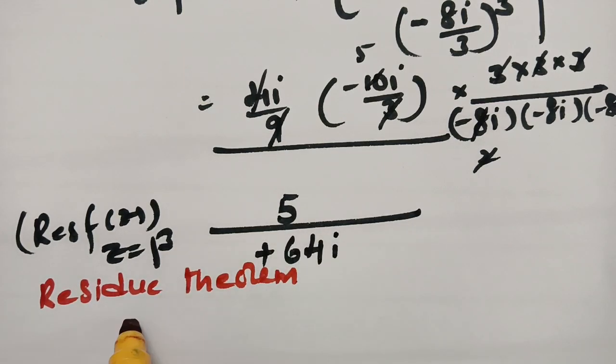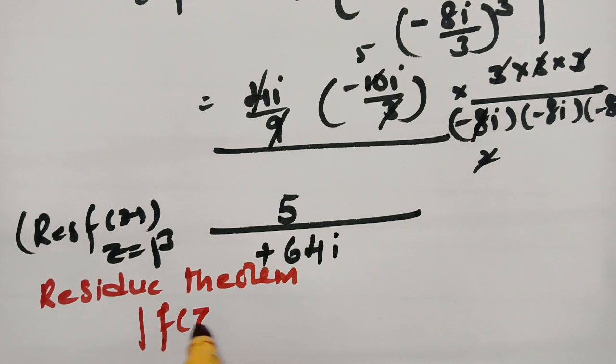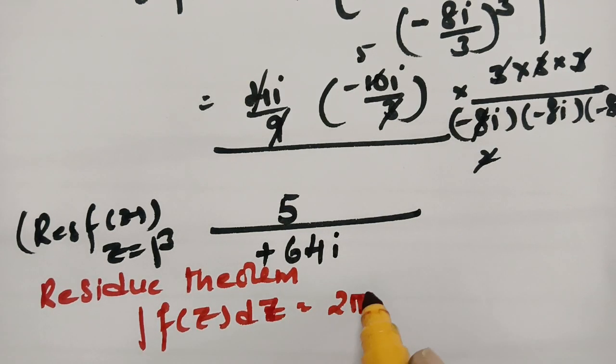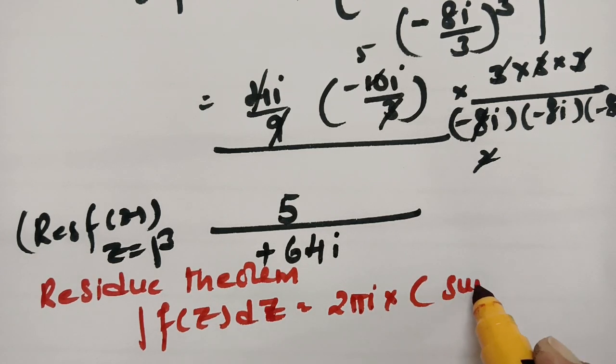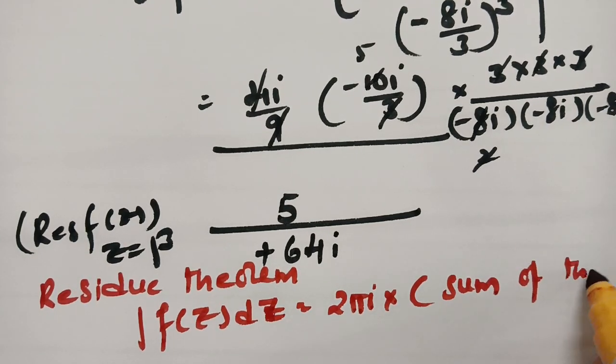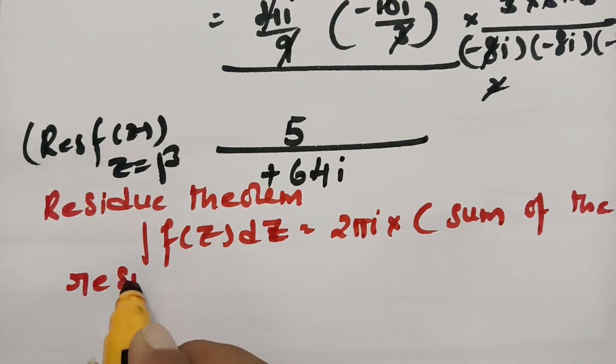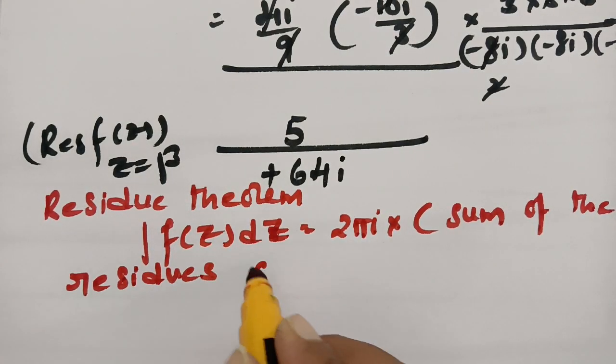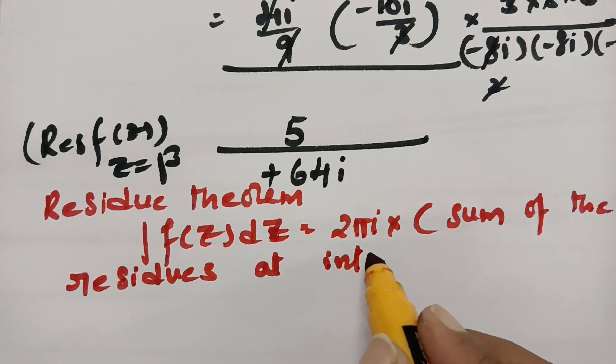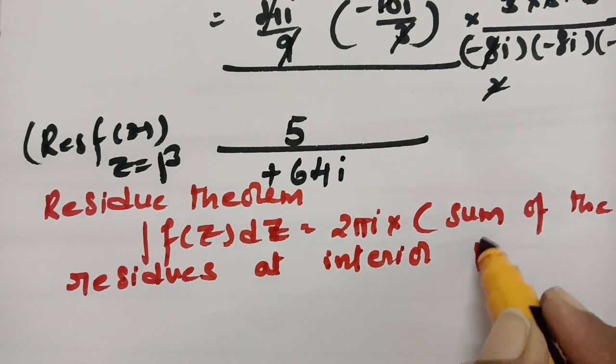According to our residue theorem, the integral of f of z dz is nothing but 2 pi i times the sum of the residues, the sum of the residues at the interior poles.